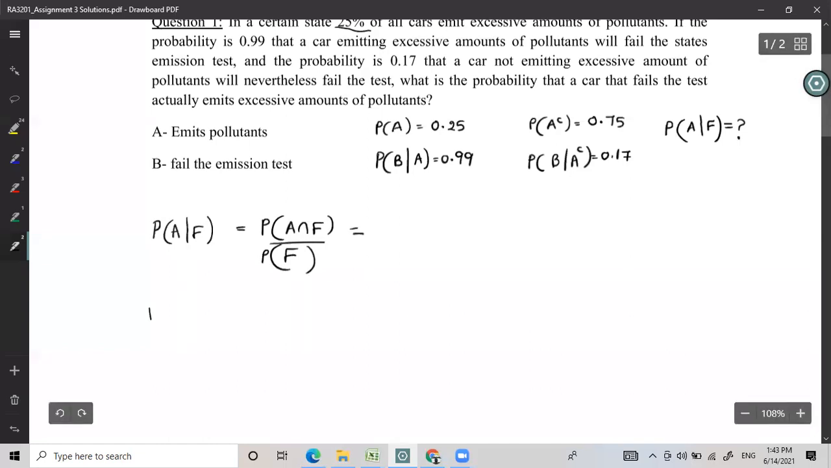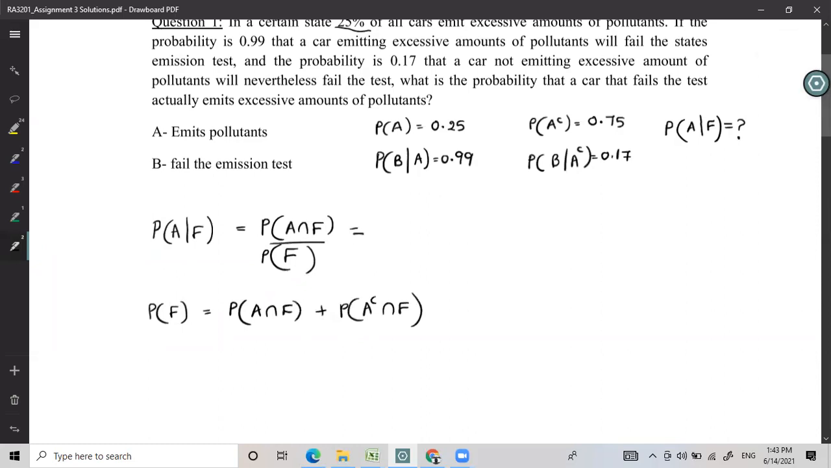The next thing, how do you find PF? That means probability of failing the test. There are two ways that a car will fail the test, right? It emits the pollutant and fails, or the car does not emit but still fails. So the probability of failing the test can happen in two parts. That is, actual car which emits pollutants will fail in the test, and actually a car does not emit pollutants but it fails the test. Okay, so if you can add these two intersections, that will be the PF. And at the top, you already have P A intersection F. So if you can find these two values, then actually you are done, right?